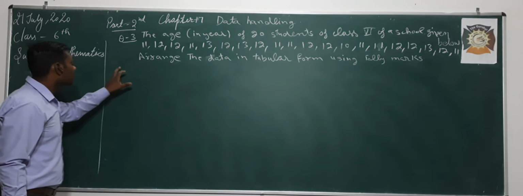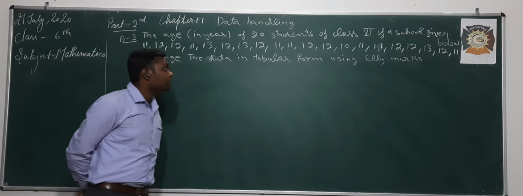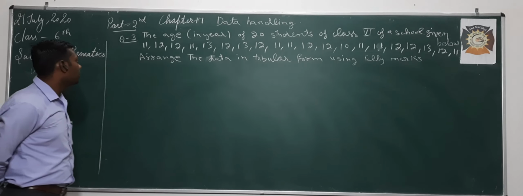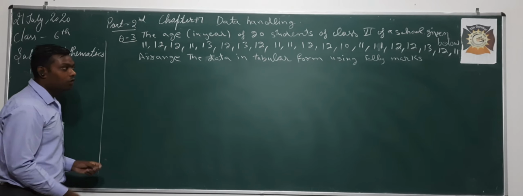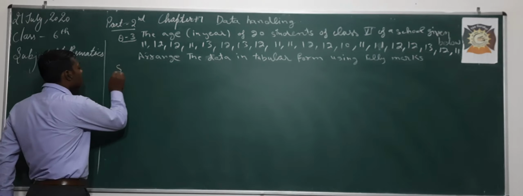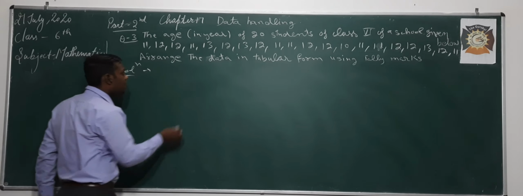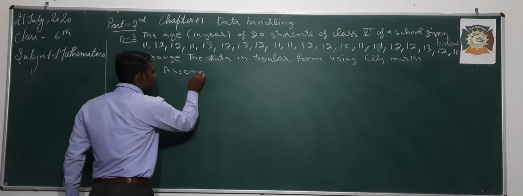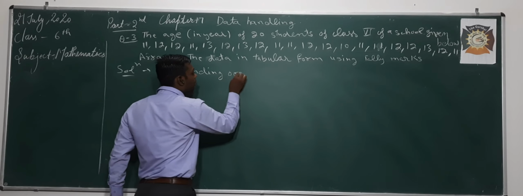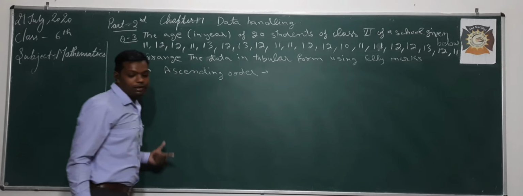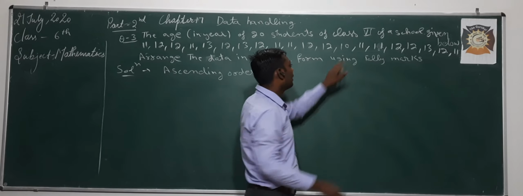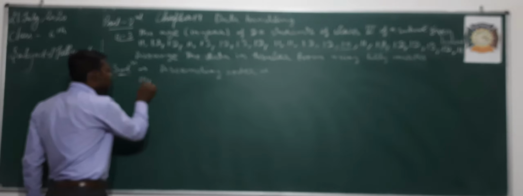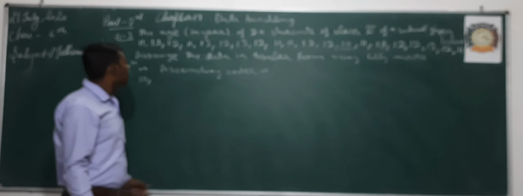Now the question is: the ages of 20 students of class 6 of a school are given as data, and we have to arrange this data in tabular form using tally marks. First we have to arrange the data in ascending order, or you may write this in descending order. So first, the minimum is 10, and 10 appears in this data only 1 time. So we have to write 10, and the next is 11.